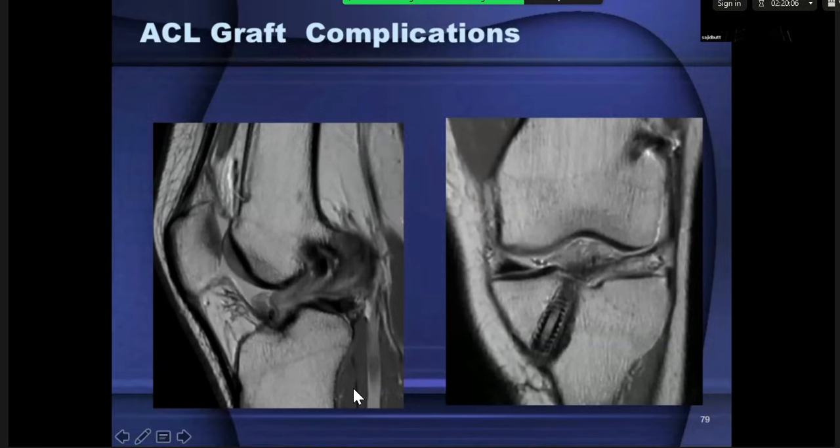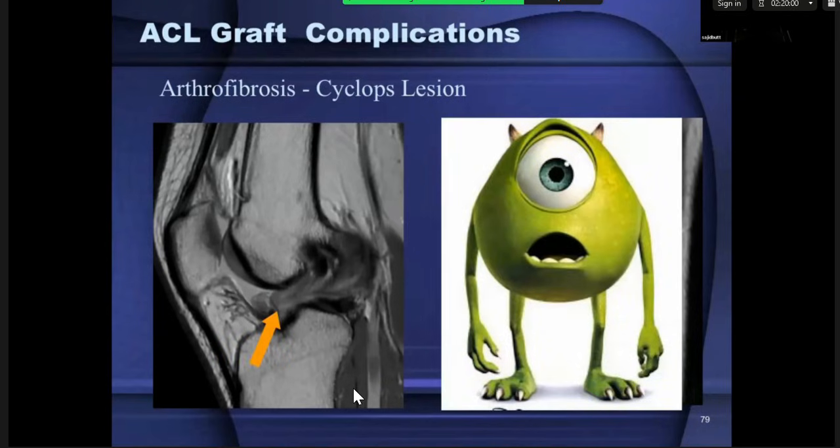This is the so-called cyclops lesion. And this is essentially a hypertrophic scar tissue which is present to the front of the intercondylar notch. And this has been likened to the dreaded cyclops. Please make sure that you've seen a few more examples of this because this is again an exam case.